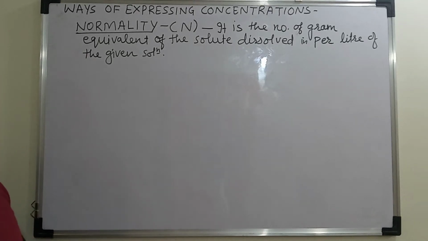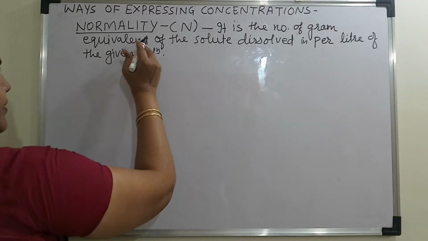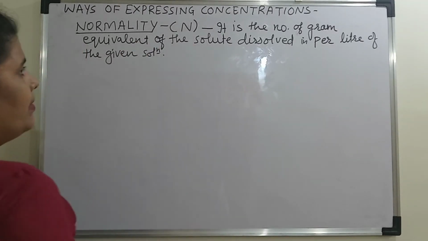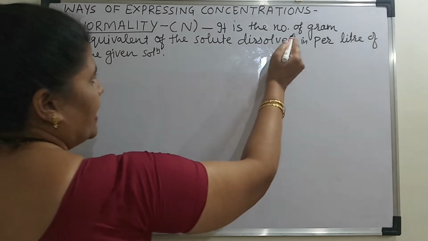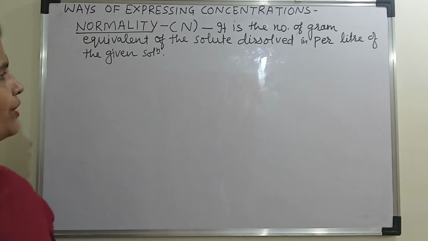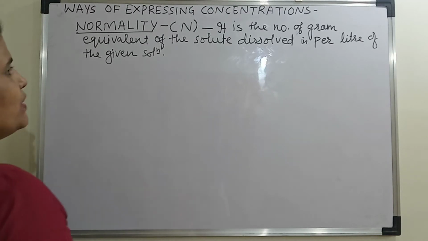In this video, we will see the next way to express concentration, and that is normality. Normality is denoted by capital N, and let us see the definition for normality. It is the number of gram equivalent of the solute dissolved in per liter of the given solution.